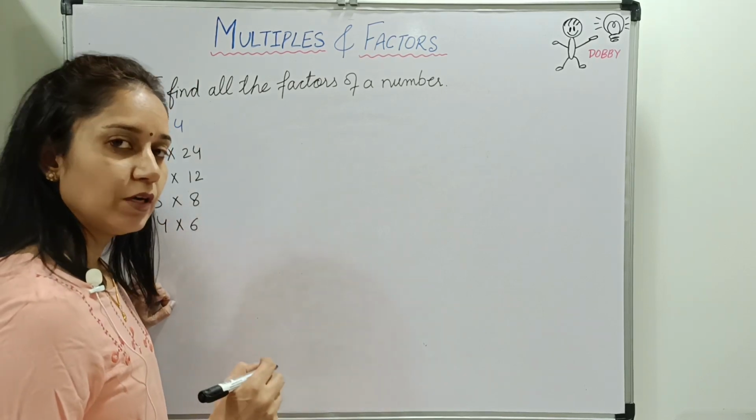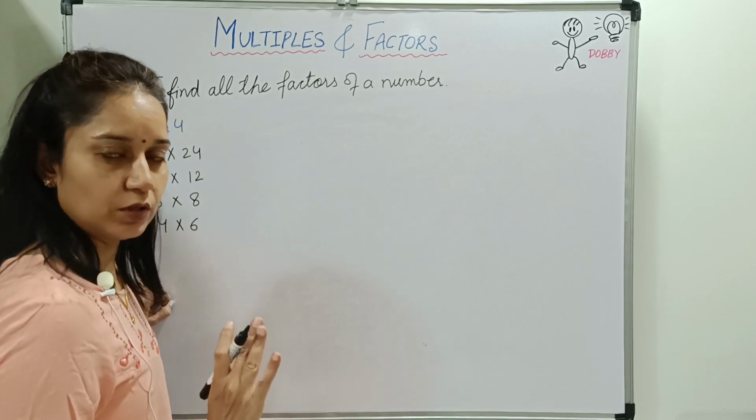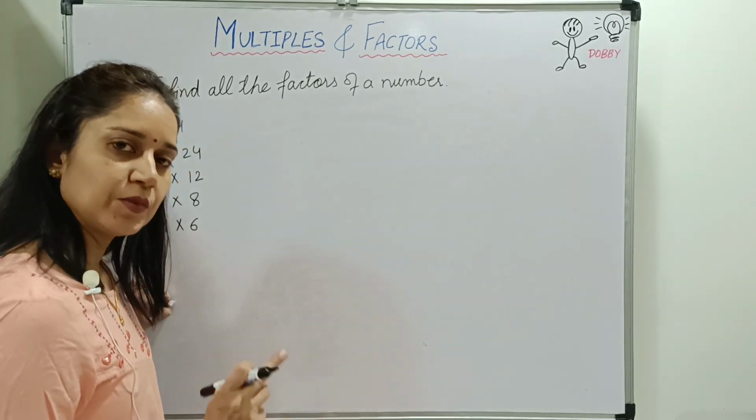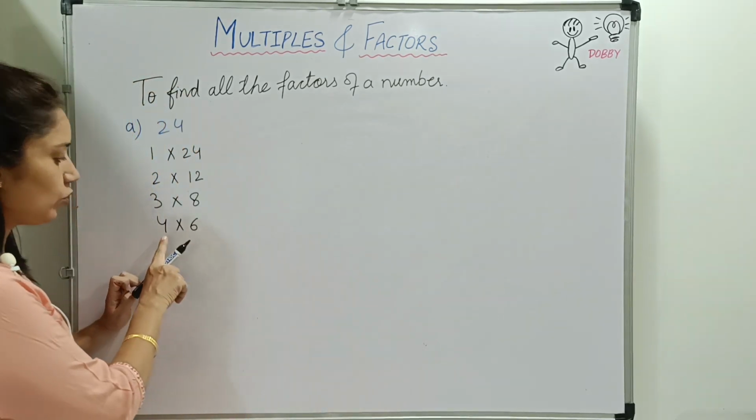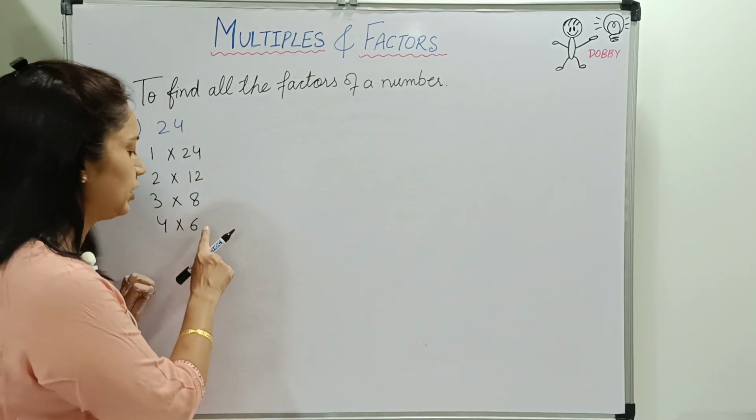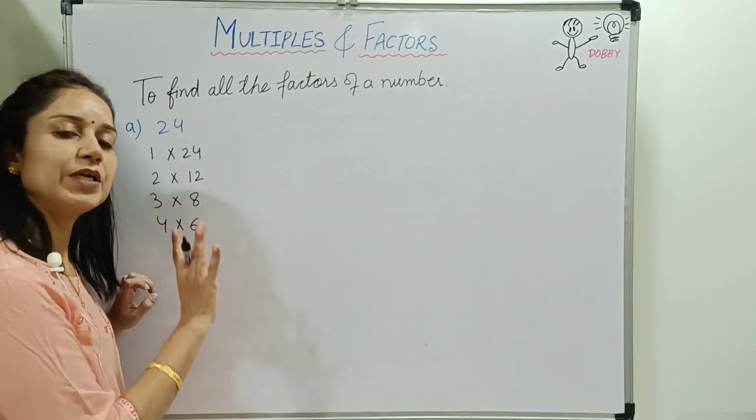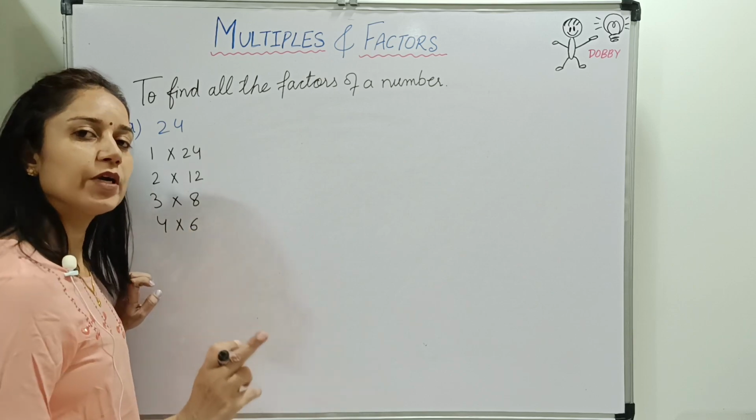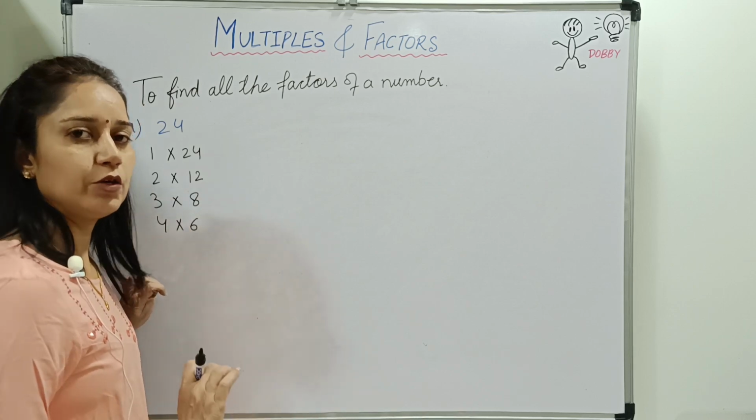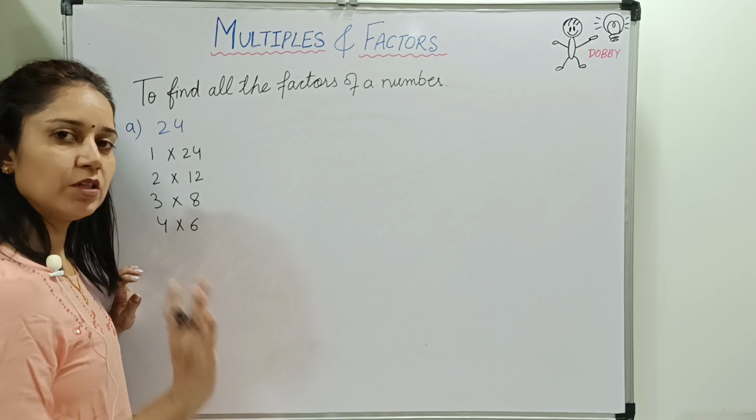Now table of 5. In the table of 5, 24 does not come. So now go to table of 6. 6 4s are 24. Here you observe that 4 6s are 24, so 6 4s are 24 is a repetition of the pair. When you get the repetition of the pair, there you have to stop. We have got all the factors.